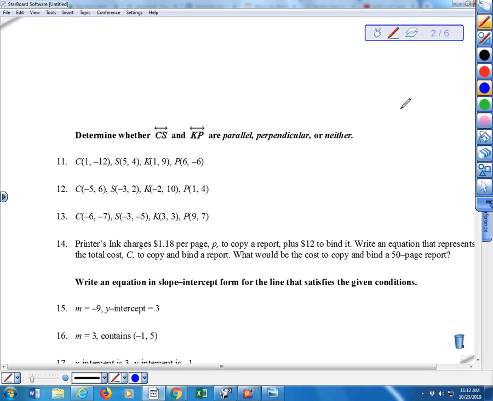2 minus 6, negative 4. Negative 3 plus 5, so that slope is 2. 4 minus 10, and 1 plus 2. What does that tell us? Parallel. So number 12 is parallel. And then the last one, negative 5 plus 7, and negative 3 plus 6. Then I have 7 minus 3. And 9 minus 3.